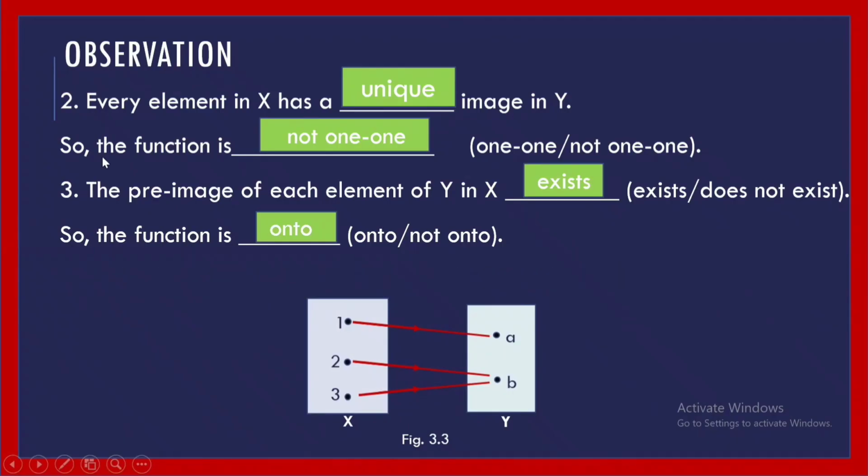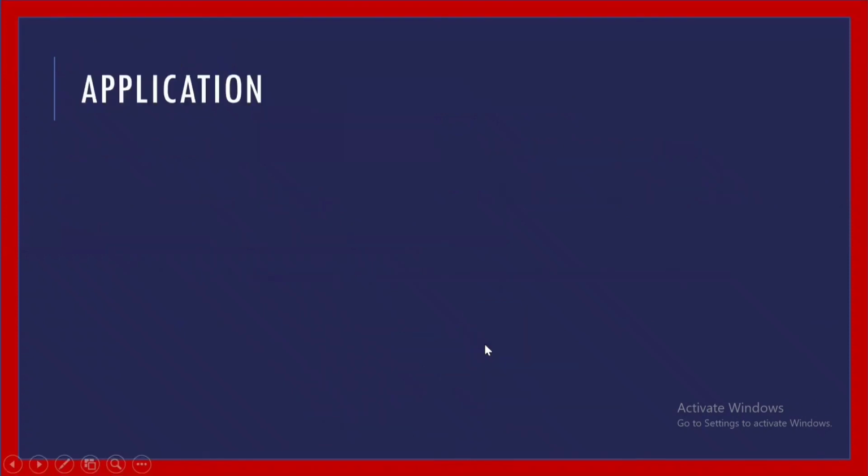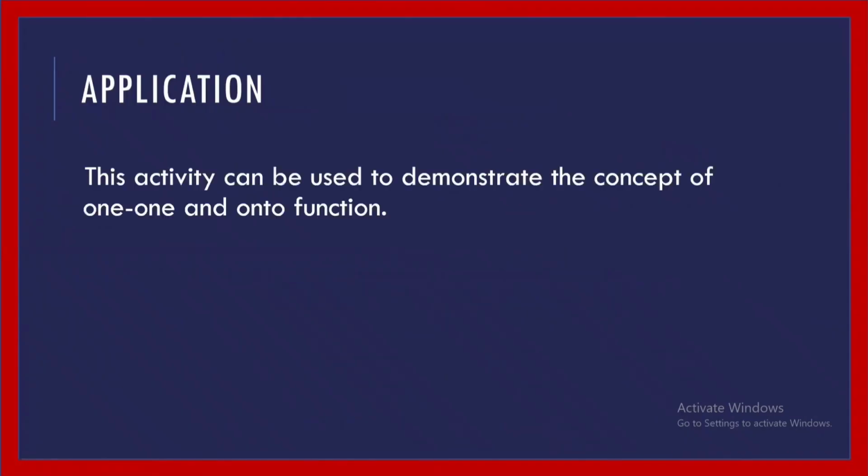These are the fill-ups that you need to fill in your activity. This becomes the pasting work for it. And I go on to the application of the activity. This activity can be used to demonstrate the concept of one-one and onto function. So I hope this activity is clear to you and you have clearly been able to understand the difference between a one-one and an onto function. If there's any doubt, go to the video again, watch it again and clarify your doubts.